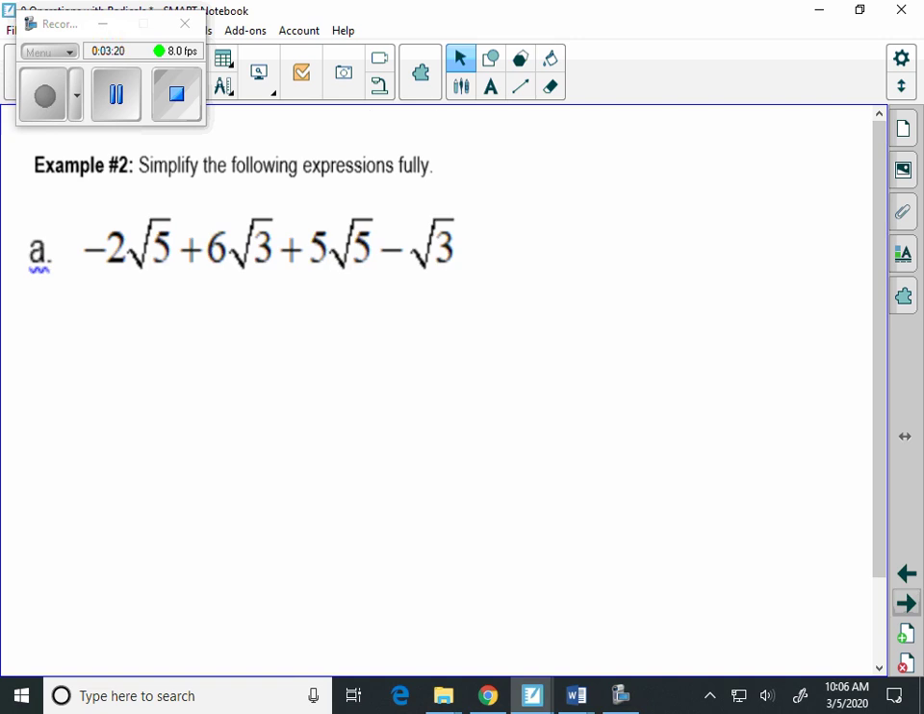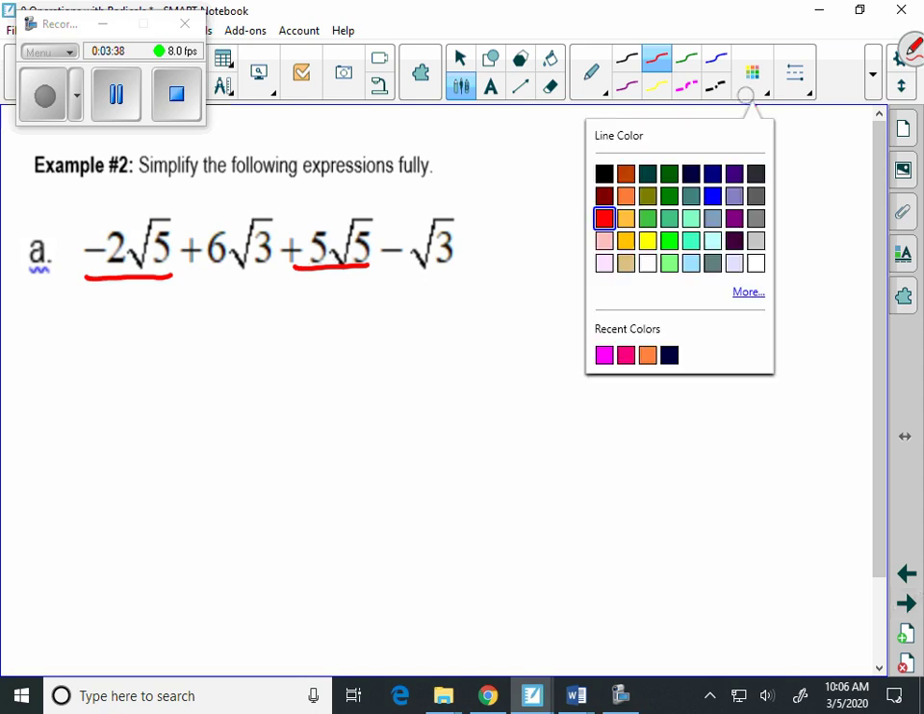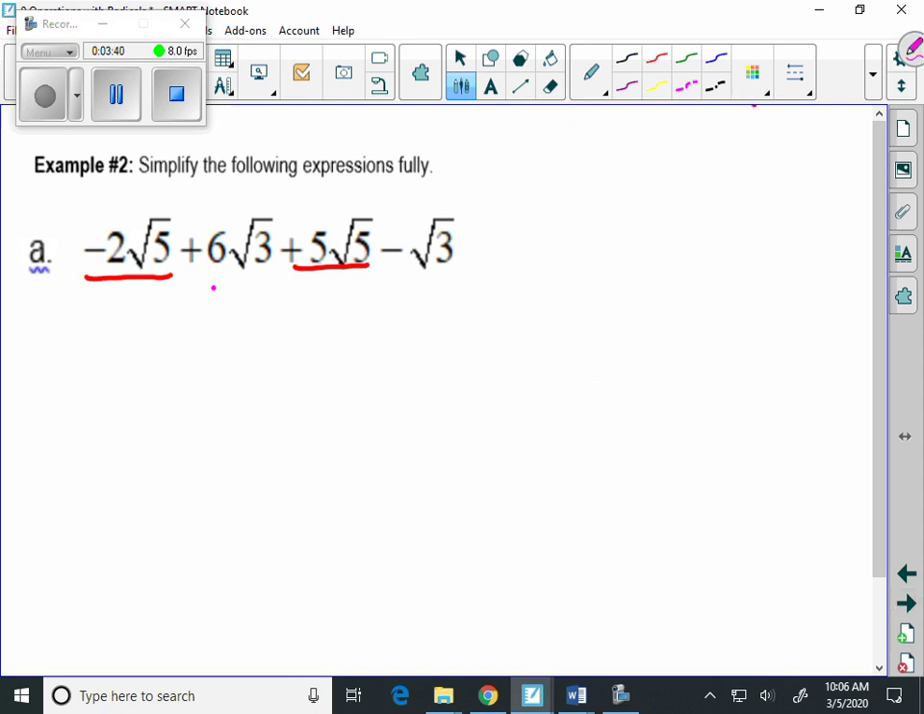So if we look at example 2, it says simplify the following expressions fully. Well, what's alike in this particular case? Negative 2 square root of 5. There's another place where there's a square root of 5 here. Not to mention that we also have 6 square root of 3. And over here at the end, we've got the square root of 3. Those both have the square roots of 3's, which are sometimes pronounced as radical 3.